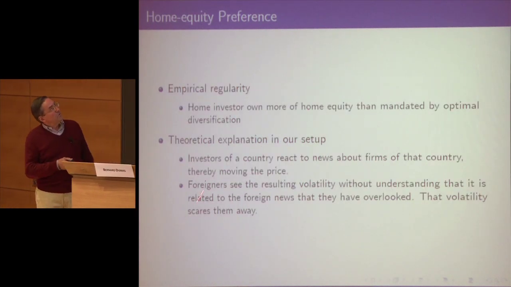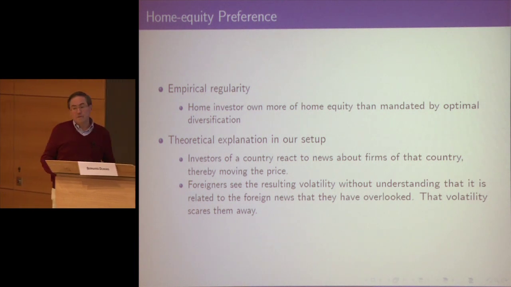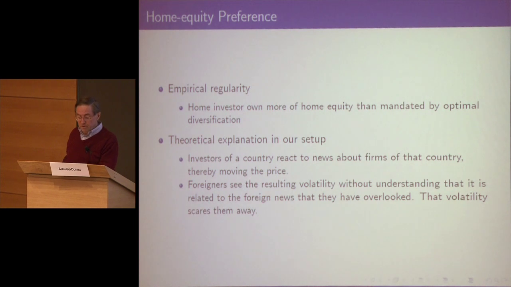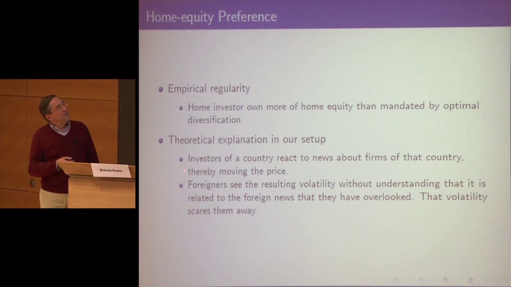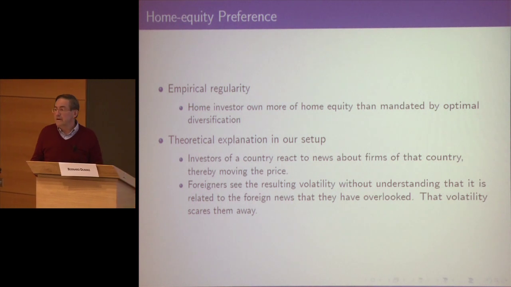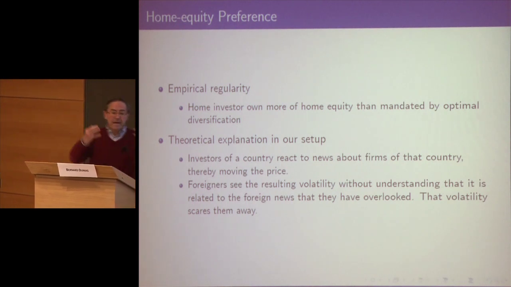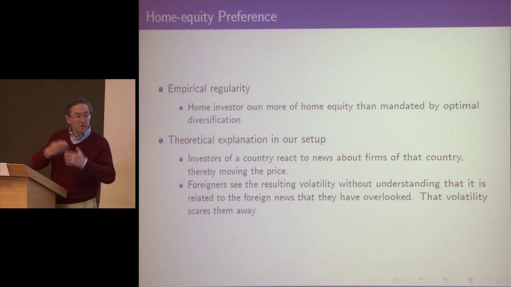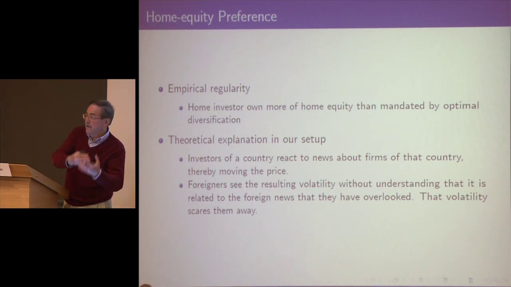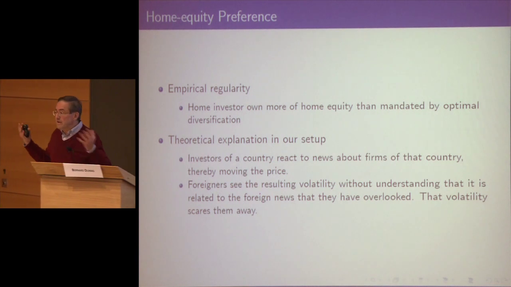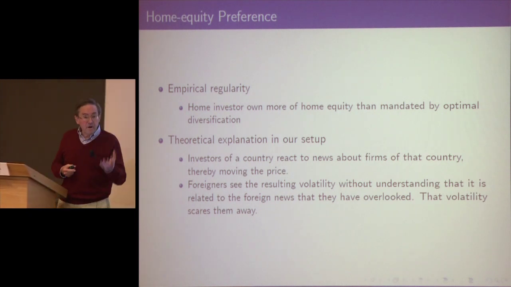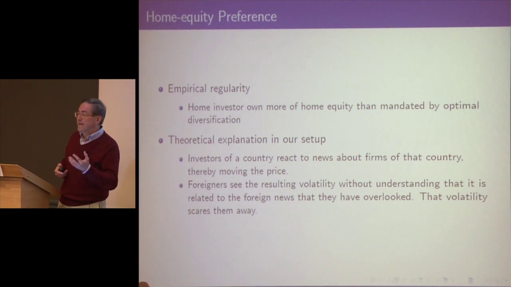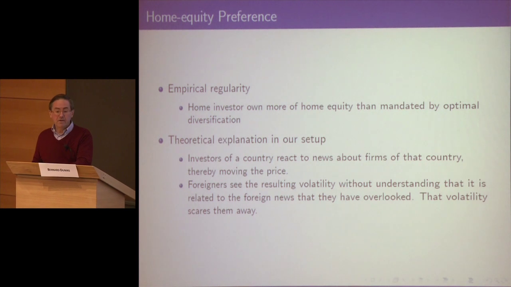Home equity preference. You remember the fact that home investors tend to own more of their home equity than would be warranted by a pure diversification model. Here the story is similar. The investors of a country react to the news about the firms of that country, and thereby they move the price. The local investors receive the signal, interpret it correctly, so when they receive it, they trade, and that moves the price. But for the foreigners, this looks like simply a noisy movement in the stock price. So the source of risk drives them away, deters them. This risk they don't understand deters them, and so they will underinvest abroad.